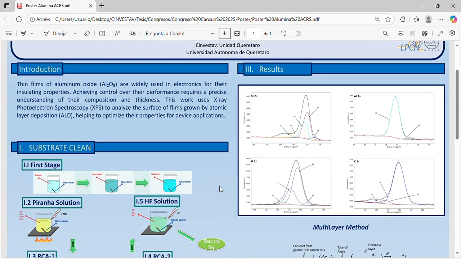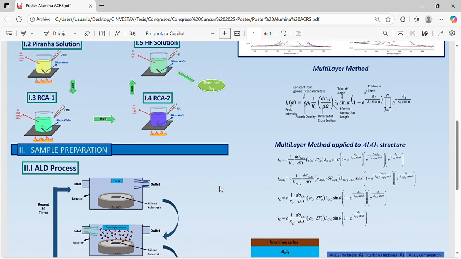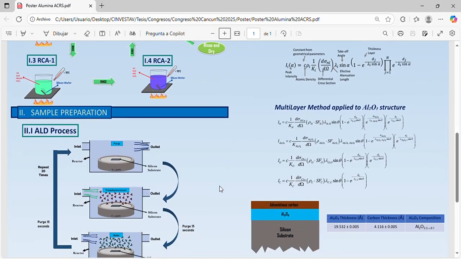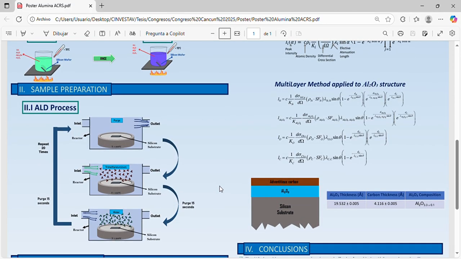Results. As results, we obtain 4 spectra: silicon 2p, aluminum 2p, oxygen 1s, and carbon 1s, each with its corresponding peak fitting. By applying the multilayer model, we obtain 4 equations according to the proposed physical model, obtaining the following values for film thickness and chemical composition.